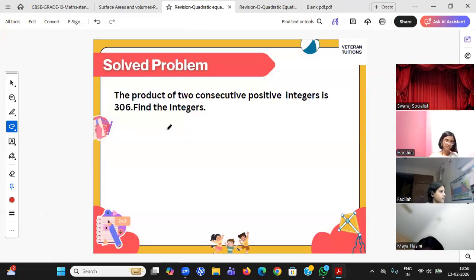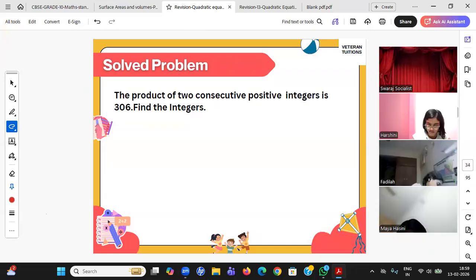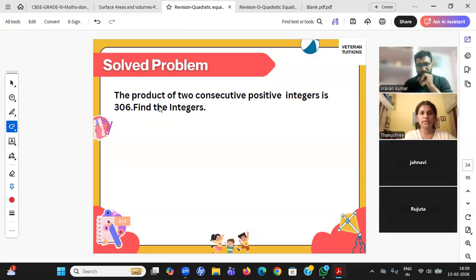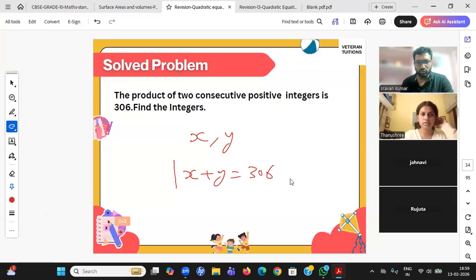Yes, Tanushri. The product of two consecutive positive integers is 306. Find the integers. Only the equation I want, don't solve it. The product of two consecutive positive integers is 306, Tanushri. How will you do it? What will you assume? Two consecutive positive integers are x and y. X and y you want to take? Okay, x plus y is equal to 306. Yeah, one equation, two variables. You can't solve it. You want one more equation.